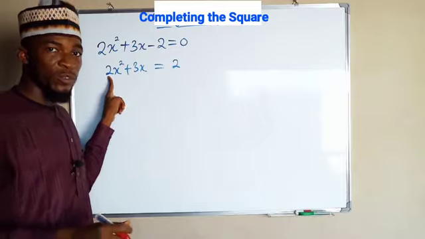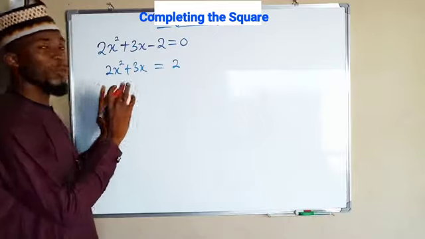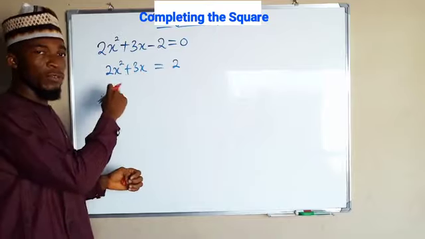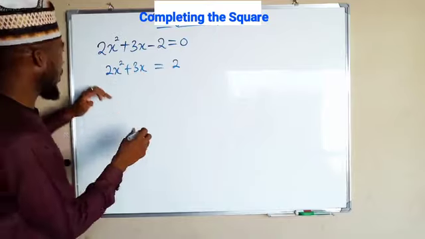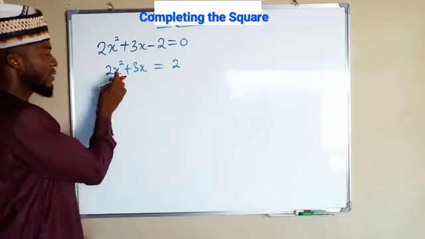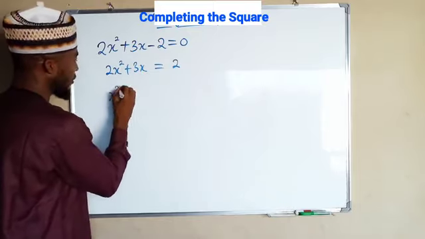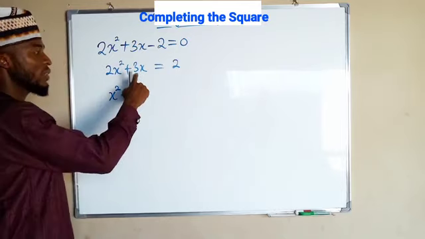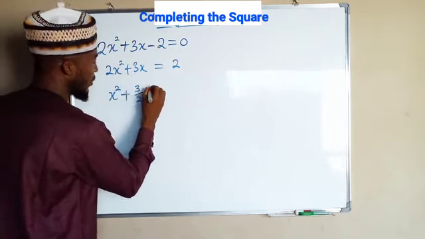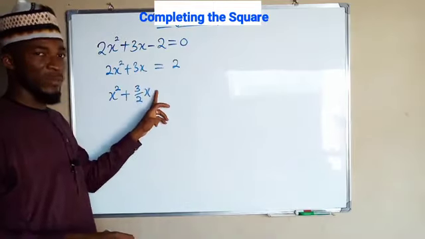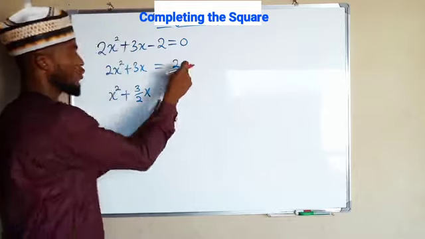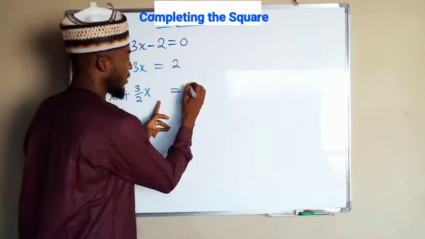Our leading coefficient is 2. If it is 1, you move to the next step. But if it is any other number apart from 1, you have to divide each term by that number. So here we are going to divide each of these terms by 2. So the first term becomes x squared plus 3 divided by 2, which is 3 over 2 x. We are going to leave a space here because we are going to add a particular number. So this is equal to 2 divided by 2, which is 1.